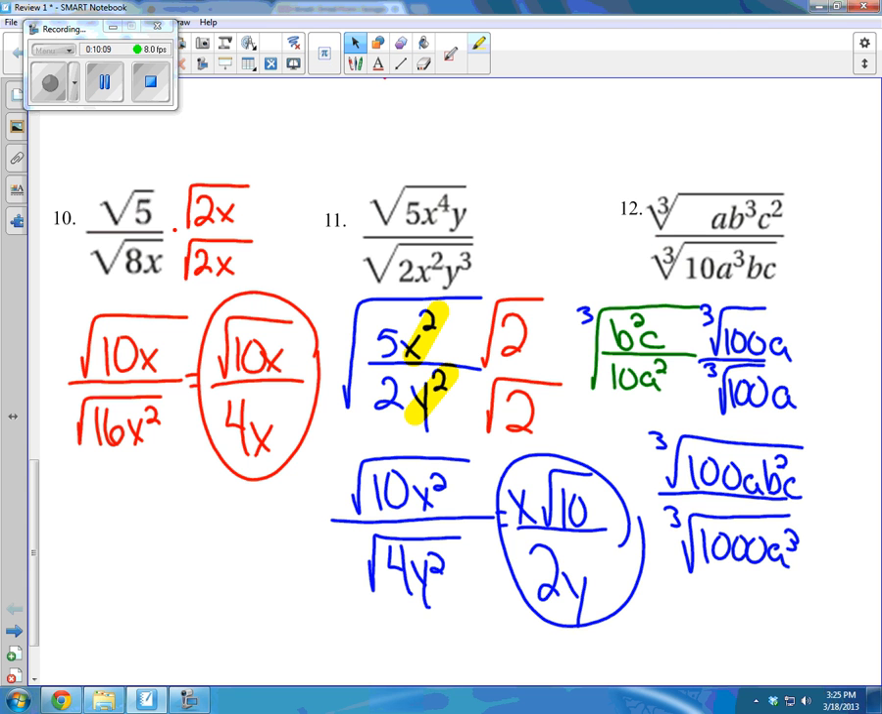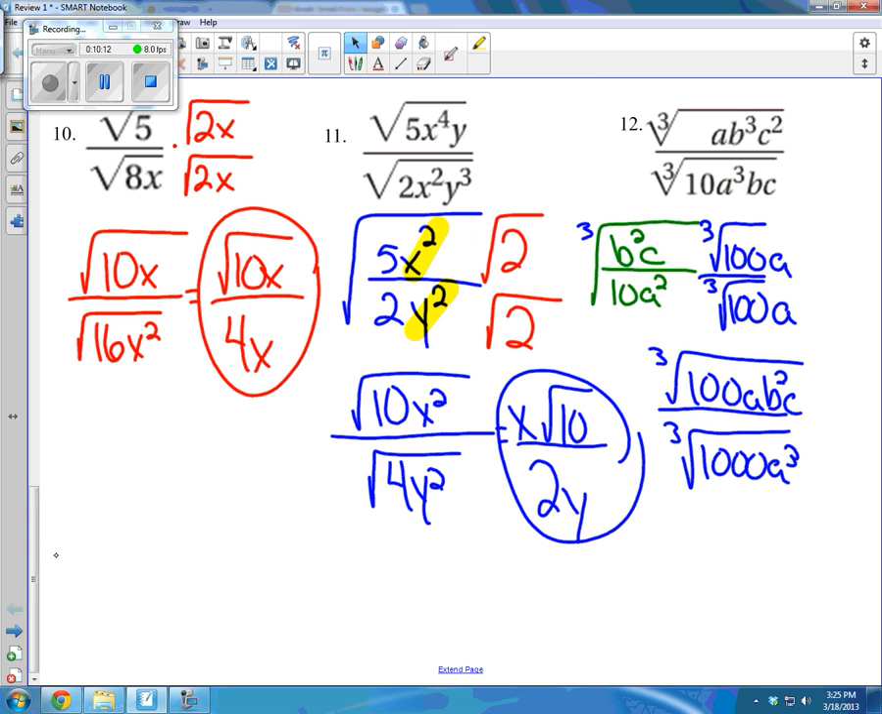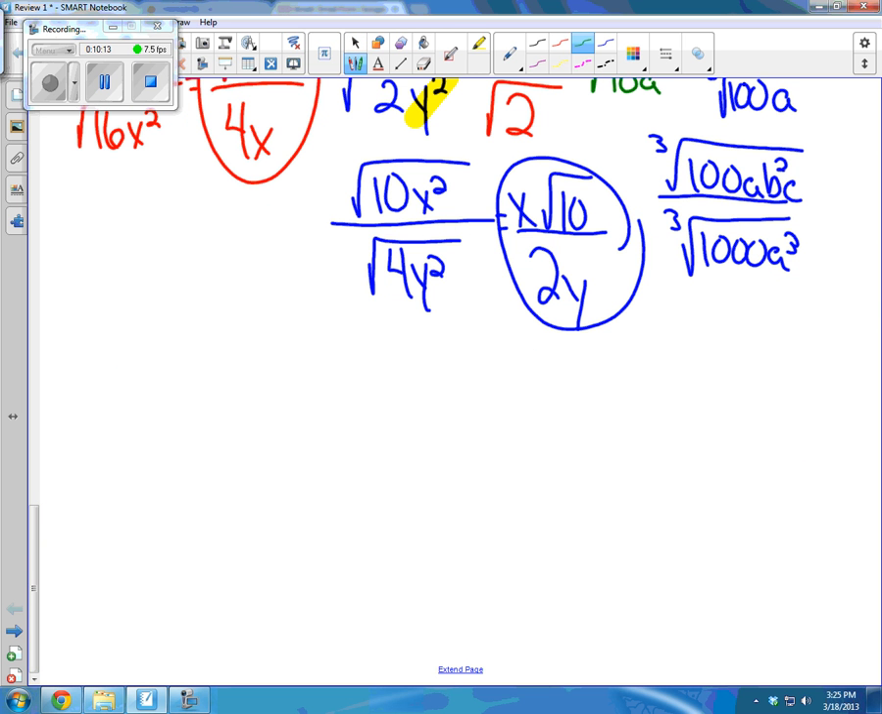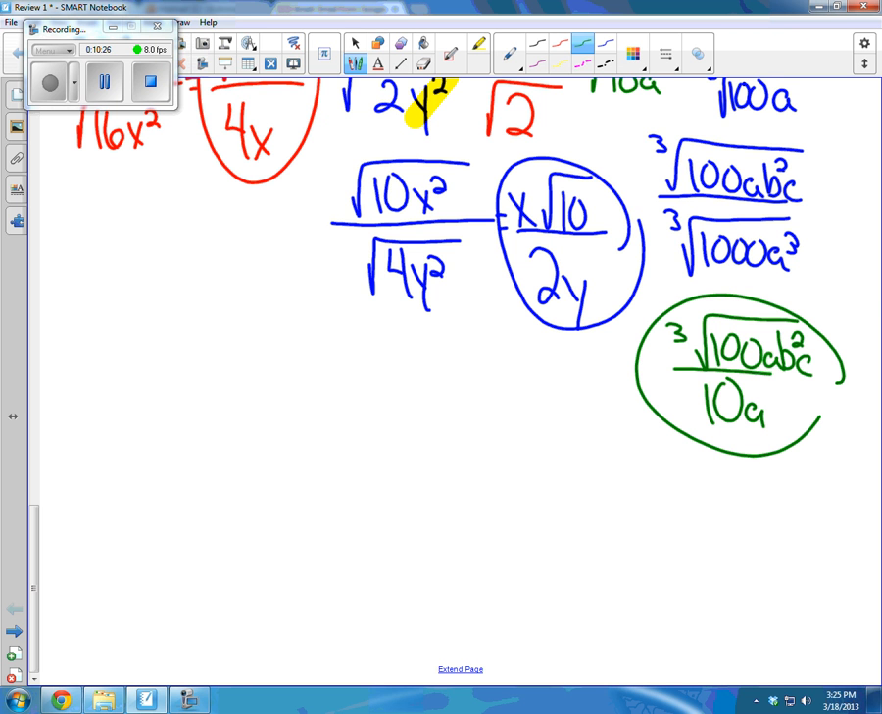And now what I'm going to do is take out all the perfect stuff in the denominator. So in the denominator, the cube root of 1,000 a cubed is 10a. And in my numerator, since we already tried to do all our simplifying, there will be no simplifying now. And here is my answer for number 12.